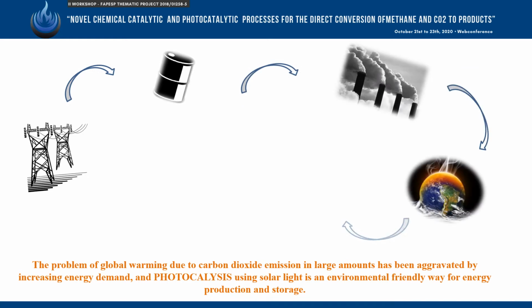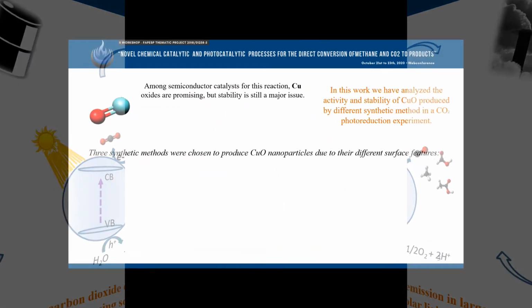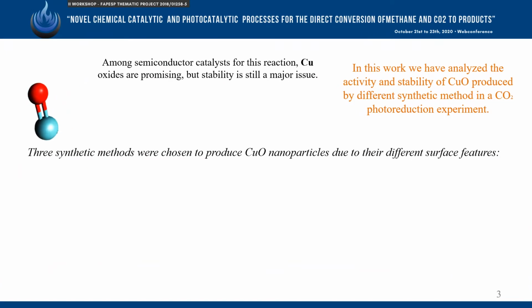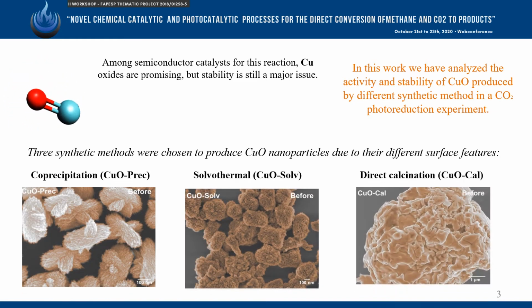The problem of global warming due to carbon dioxide emission in large amounts has been aggravated by increasing energy demand, and photocatalysis using solar light is an environmentally friendly way for energy production and storage. Among semiconductor catalysts for this reaction, copper oxides are promising, but stability is still a major issue.